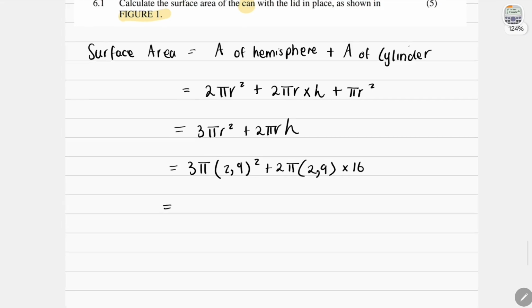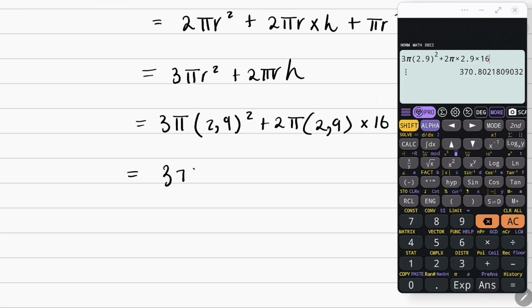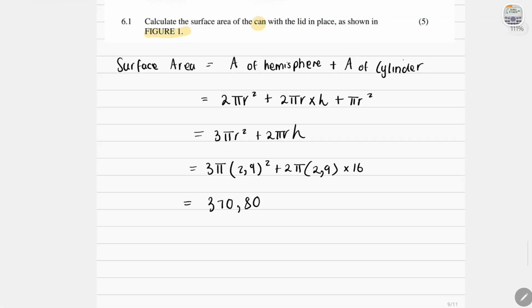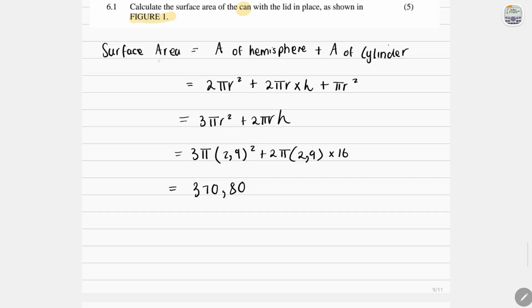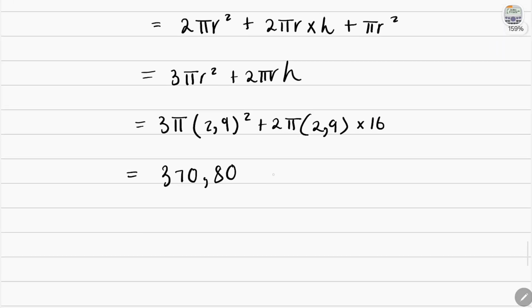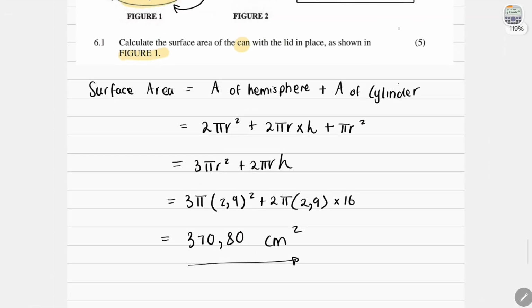So let's go ahead and substitute. And our final answer is 370.80. Okay, and the unit of measurement they used was centimeters. So it is area still. So area is always in squared. So that is centimeters squared. And that is our answer. Moving on to the next question.